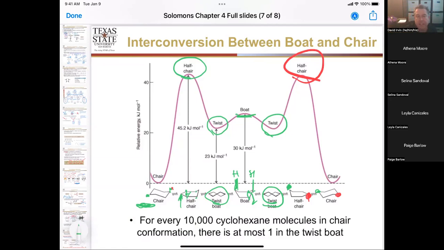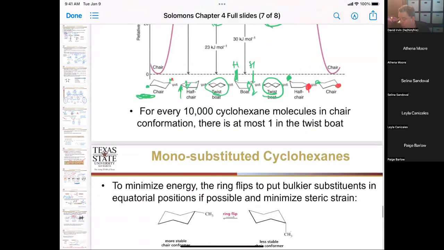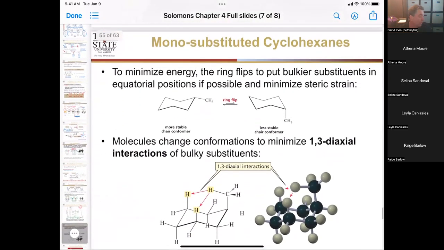Okay. Do we see why there's a massive energy change as we go through all these things? It's best described using our Newman projections. We're seeing that they are fully eclipsed and they are staggered in each of these different conformations. Okay, questions on that?